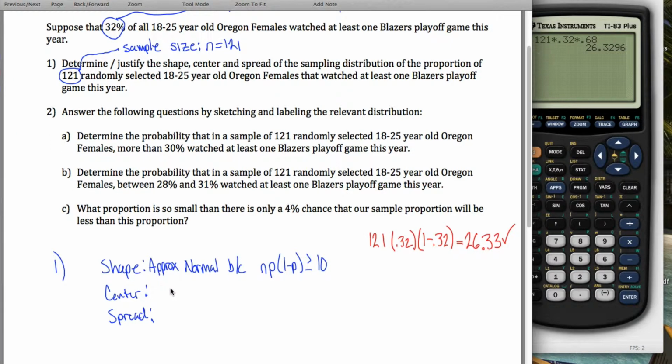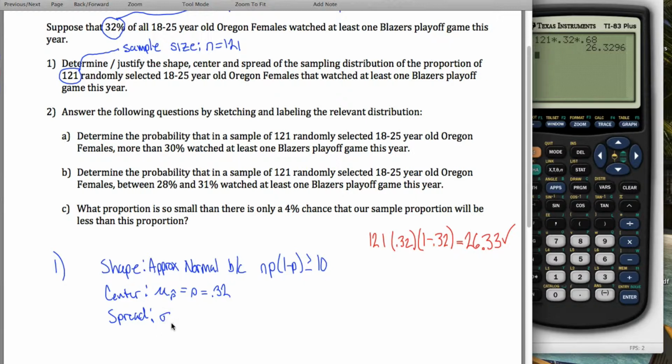Okay. What about the center? The center, we're going to use the symbol mu sub p hat. A complicated looking symbol. All that's saying is every sample, I'll have a different proportion. P hat is the sample proportion. Every one will be different. On average, the average of all these different proportions, I'd expect it to just be the same as the population proportion. Population proportion was given to me as 32% in the problem, so that's what my center is.